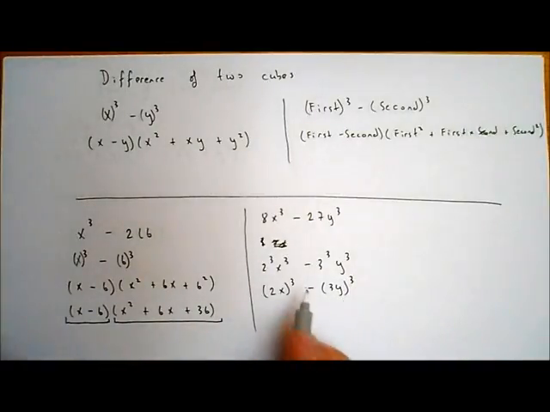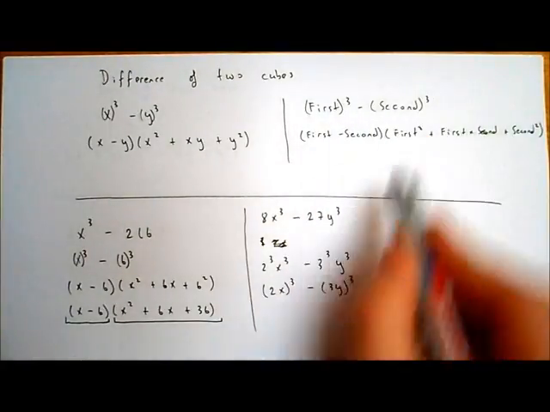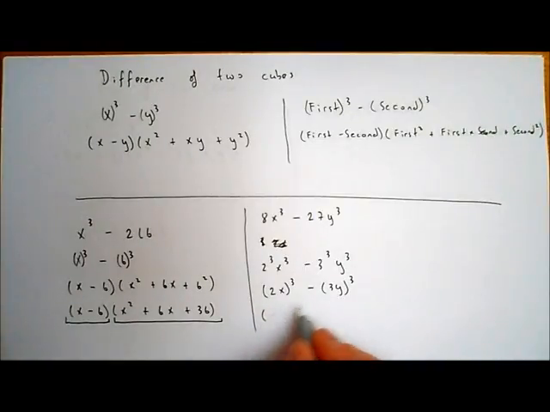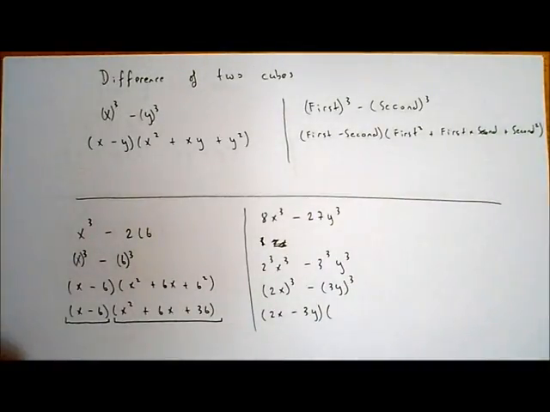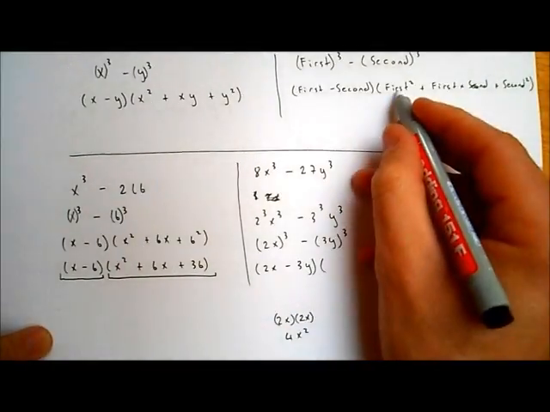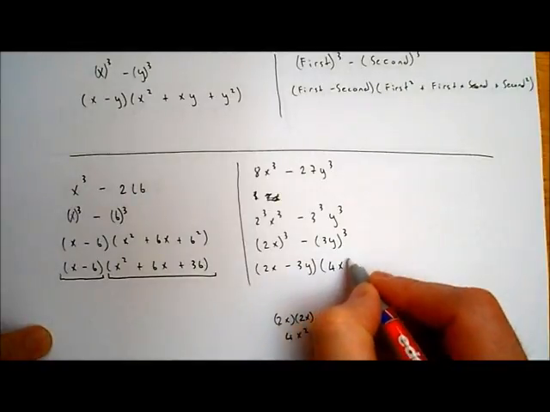So now I have the difference of two cubes because I've got the first, which is 2x, and the second, which is 3y. So I just have to fill it into this here to factorize it. So it's just going to be the first minus the second. So 2x minus 3y multiplied by, and it's the first squared. So just to square the first, let's just do it down here. The first is 2x. So to square that, it's going to be 2x times 2x. This is the first squared. So 2 by 2 gives me 4, and x by x gives me x squared.